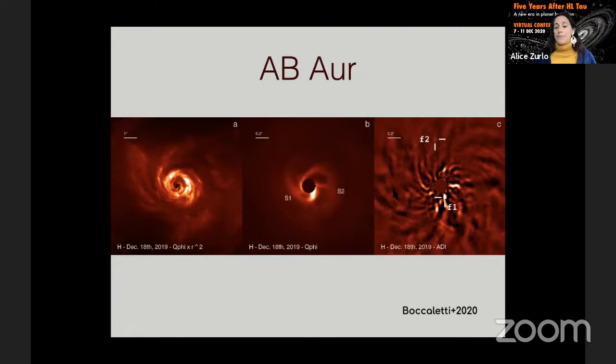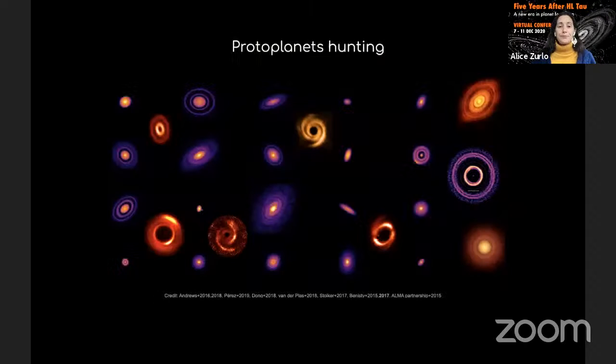So this is a claim that has to be confirmed. It can be the interaction with these two protoplanets, but it also can be the interaction with a binary star. So we still don't know if these two features are actually real. I think it would be very interesting to see if there is any accretion signal, like the emission of H alpha or Paschen beta at the location of the two protoplanets. But this is another very interesting system to study.